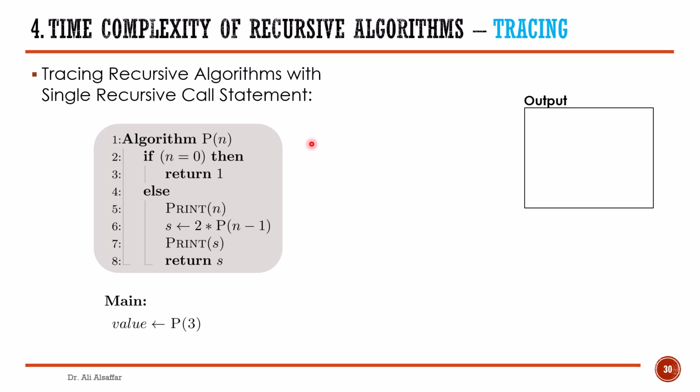The algorithm has an if and else statement, and if n is equal to 0 at line 2, the algorithm stops and returns 1 at line 3. Otherwise, it prints the value of n at line 5, followed by calling the algorithm recursively with a parameter equal to n-1 at line 6. On returning from the recursive call at line 6, first the returned value is multiplied by 2, followed by assigning the result to the variable s, followed by printing and returning the value of s at line 7 and line 8 respectively.